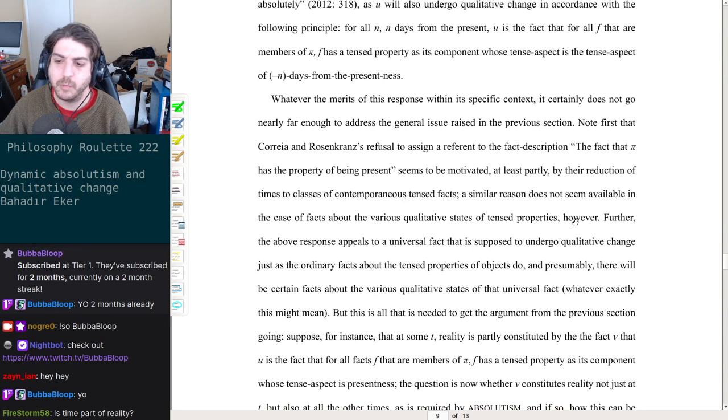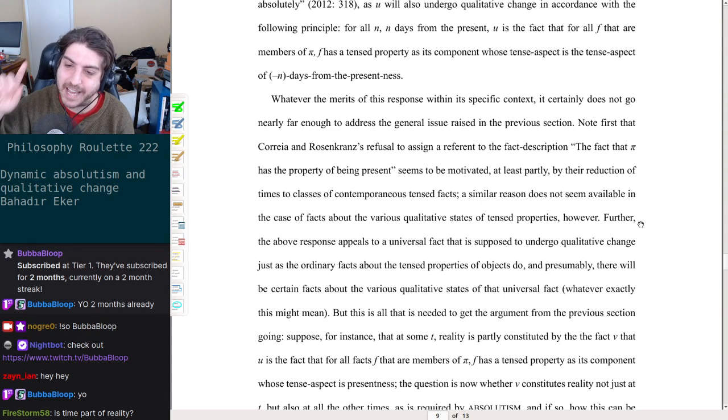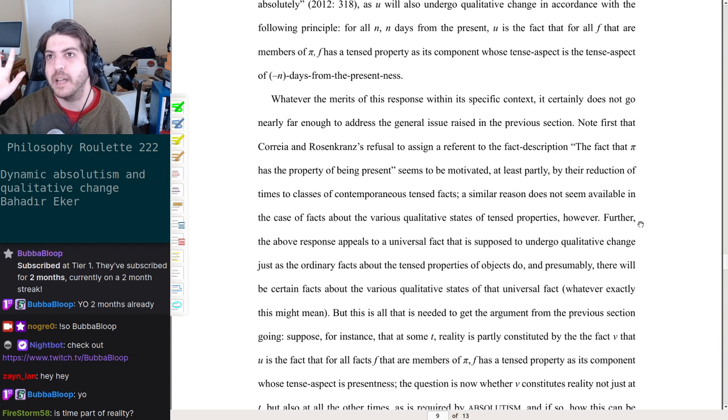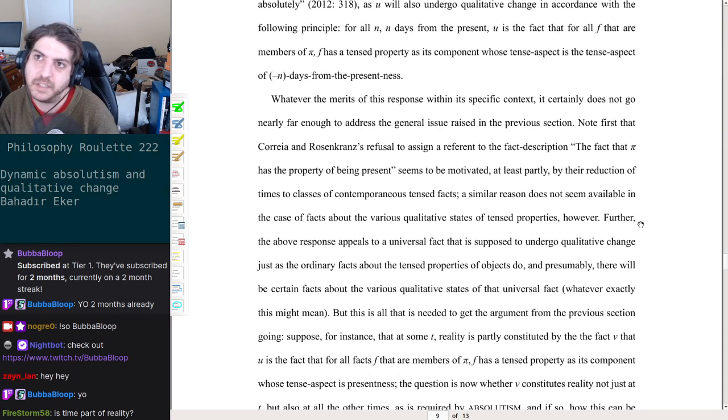However, so basically, they're just getting called out. The author here is saying that is ad hoc. You're just making up this one big fact to solve all your problems, and it's not motivated. Because you're saying this is a special fact about tense properties, and you're going to solve your special fact, but that's not fair.